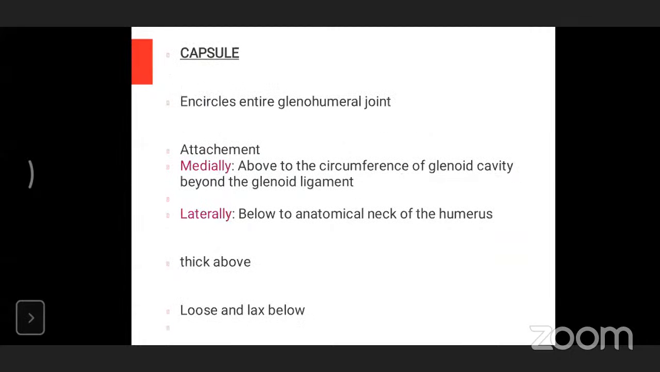Capsule: it encircles the entire glenohumeral joint. The attachment medially is to the circumference of the glenoid cavity beyond the glenoid labrum, and laterally below to the anatomical neck of the humerus. The capsule is thick above and loose and lax below.